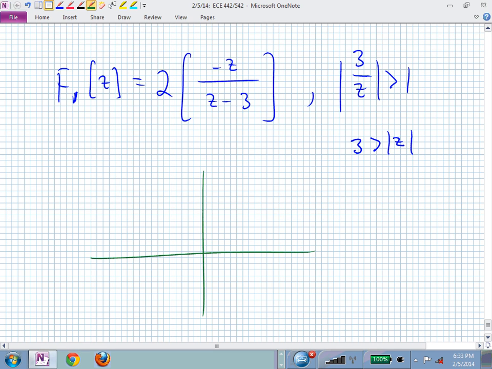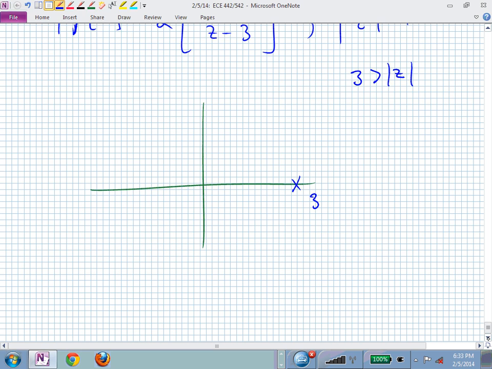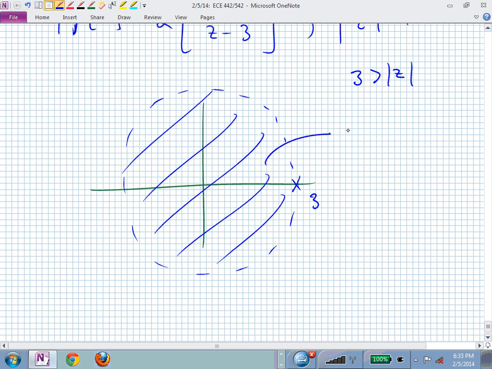So now what does that tell me as far as this piece and its region of convergence? For capital F sub 1 of z, that has a pole at 3. And what's the region of convergence look like for that piece? That's what we needed for that transform to converge. We needed the region of convergence to be inside of 3.